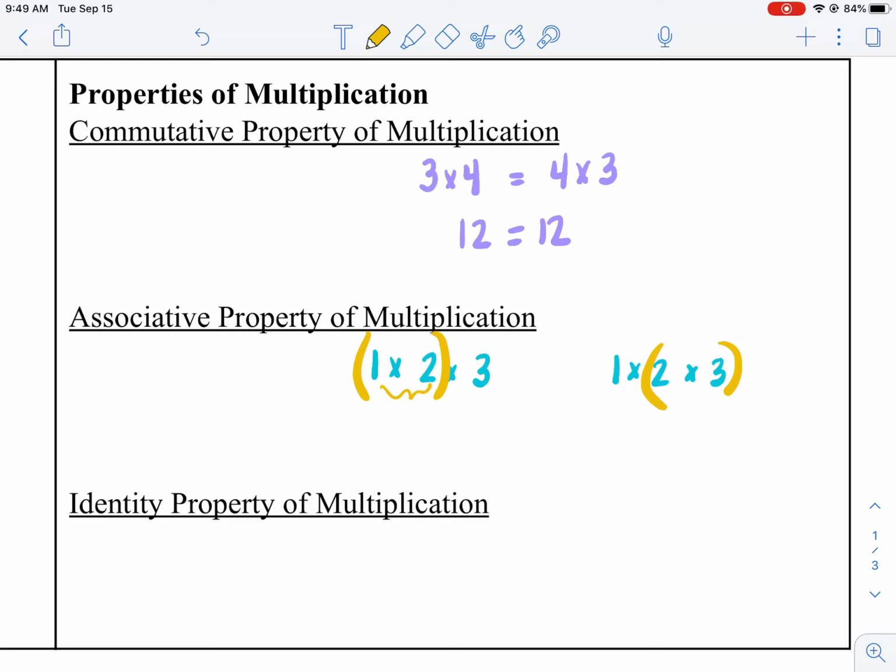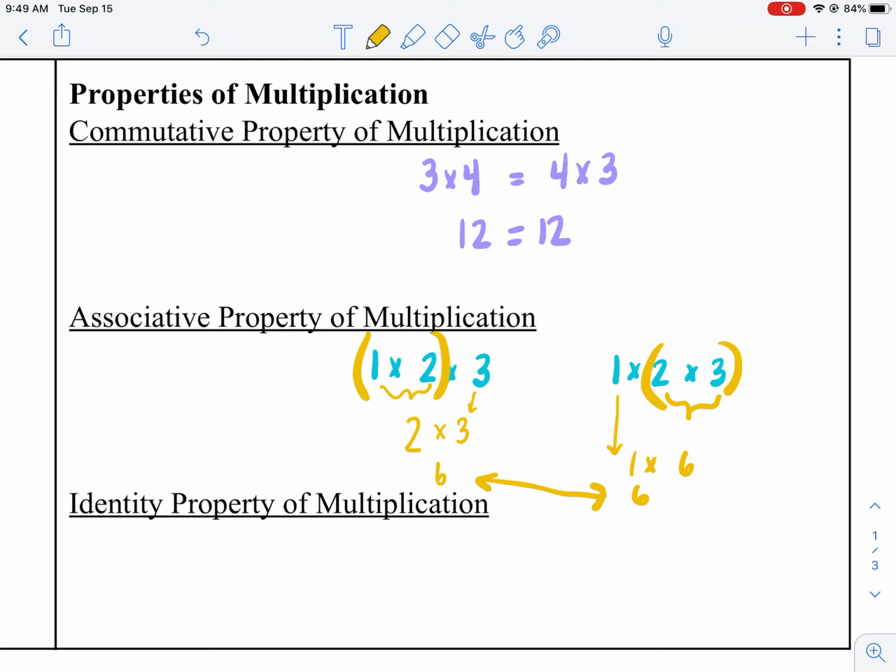So 1 times 2 is 2, and 2 times this 3 is 6. And on the right side, we should still be getting 6. 2 times 3 is 6, and we have to bring down this 1. So 1 times 6 is 6. And you can see here, we got the same answer.